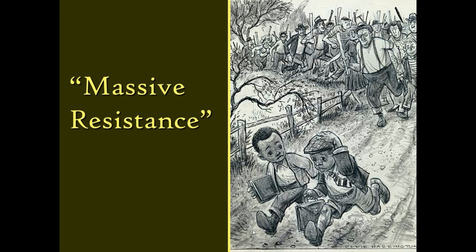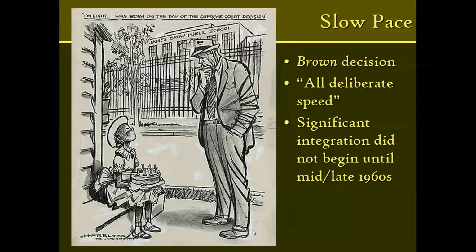There is, as you might imagine, massive resistance to this. It moves at a very slow pace, even though in the Brown decision they said it had to move with all deliberate speed. But significant integration does not begin until the mid to late 1960s. For those of you that have ever seen the movie Remember the Titans, it took place in 1971, and that was about school integration in Virginia. And so obviously quite a ways after that decision.